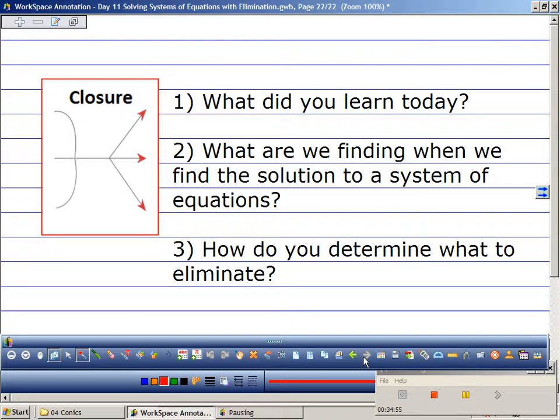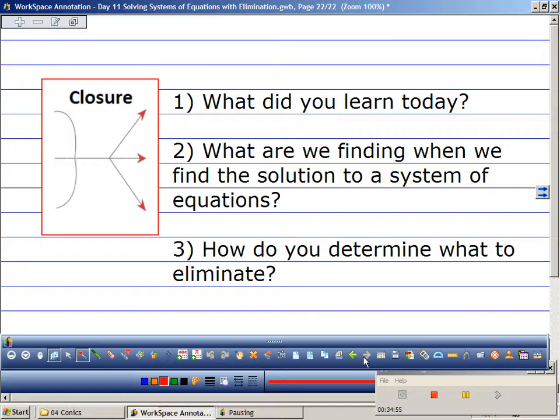So what are we finding when we find the solution to a system of equations? An intersection. Good. How do we determine what to eliminate? Whatever makes sense to you, right? If you see 2x squared, you're going to somehow eliminate those. If you see a y and a 2y, you could just multiply one of them by 2, right? So you're doing whatever makes sense to you. Is elimination the only way to go? Do you guys remember another method? Substitution. All right, that's what I was going to head to tomorrow.